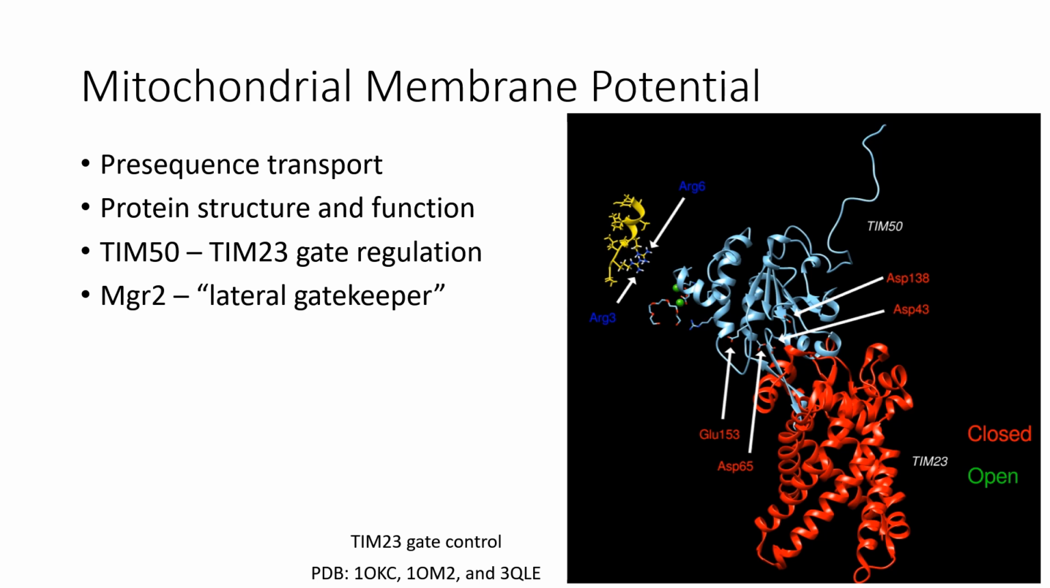In the animation, a positively charged presequence peptide forms an ionic bond with TIM50 at the binding site, formed by the negatively charged residues. TIM50 then triggers TIM23 to open and become active through its linkage at the protruding beta hairpin arm. MGR2 has been omitted from the animation for the sake of simplicity.